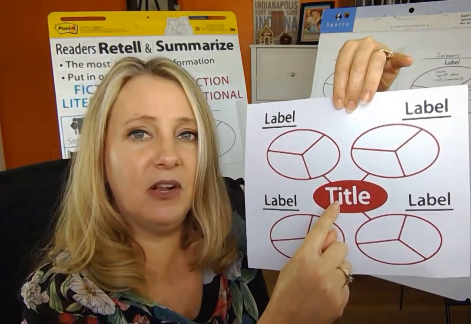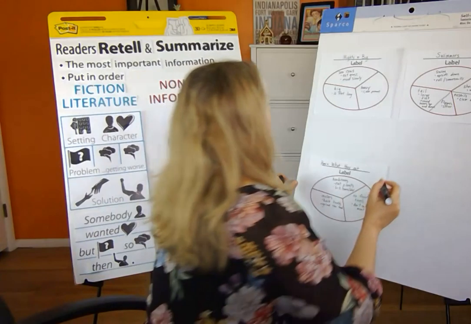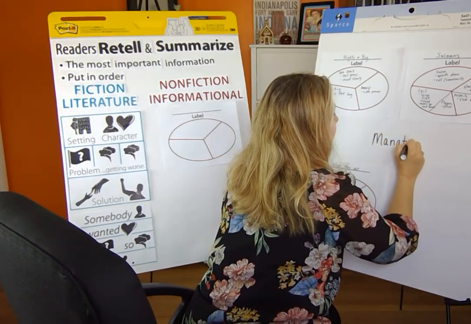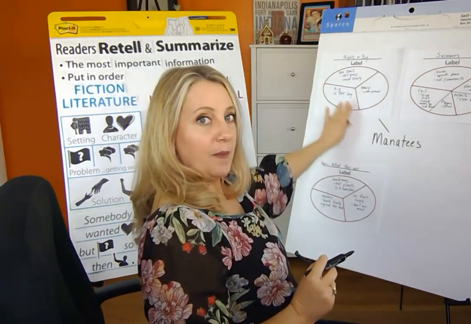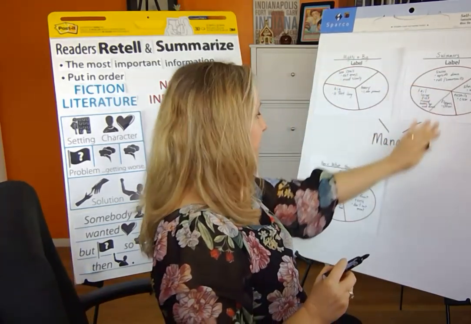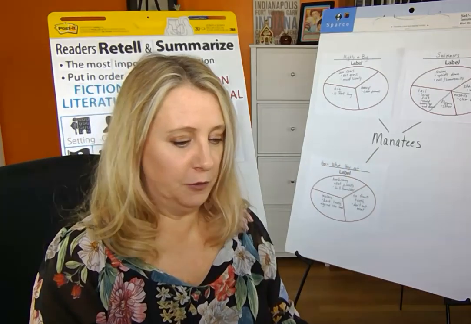And what goes in here in the middle? The title. What are you reading? So what were we reading about? We were reading about manatees. And look what we have here. We have a group all about how they're mighty and big, a group all about how they are swimmers, a group all about how and what they eat or their food source.